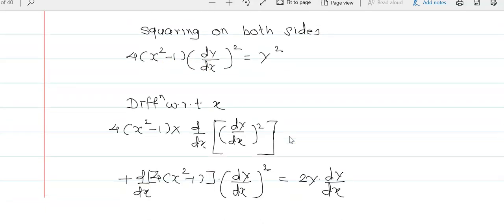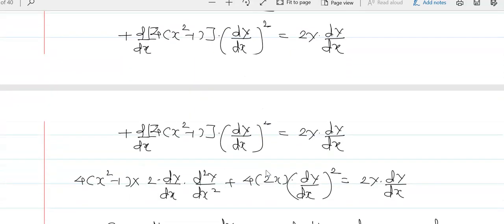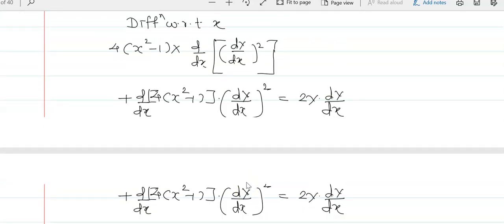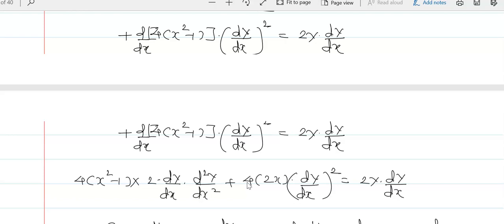Differentiate with respect to x. 4(x² − 1) derivative of (dy/dx)², that is 2 times dy/dx into derivative of dy/dx, and the derivative of y² is 2y dy/dx. Now here is also the product rule, that is d/dx of 4(x² − 1) into (dy/dx)². If we cancel it on both sides, that is 4(x² − 1) into 2 dy/dx into d²y/dx². Plus, all these examples are tough, you have to solve very sincerely. Plus 4 into 2x (dy/dx)² is equal to 2y dy/dx.